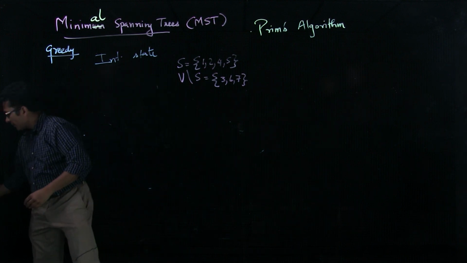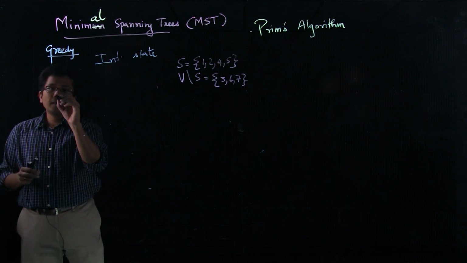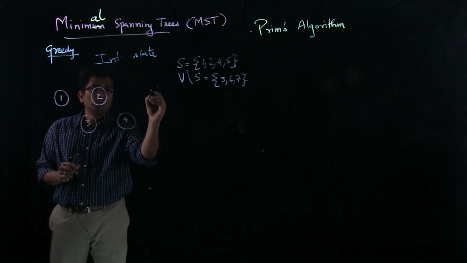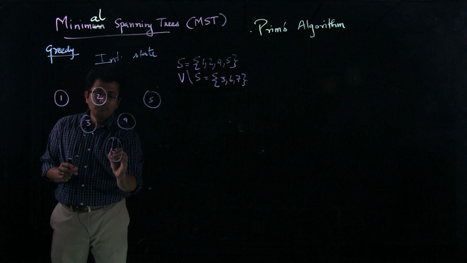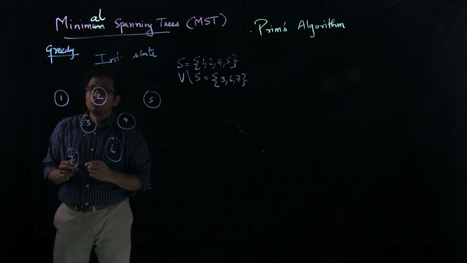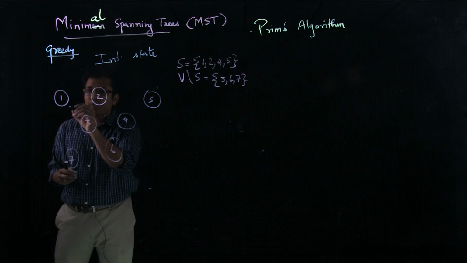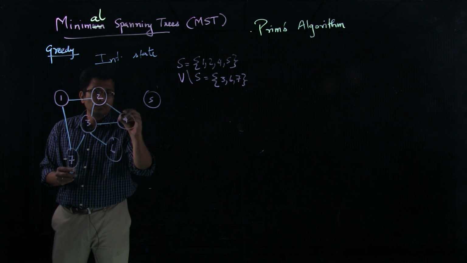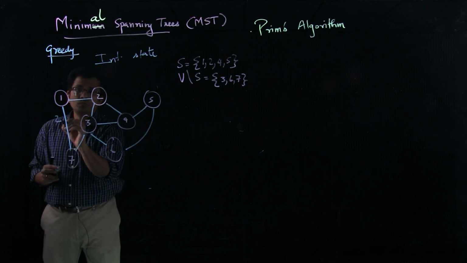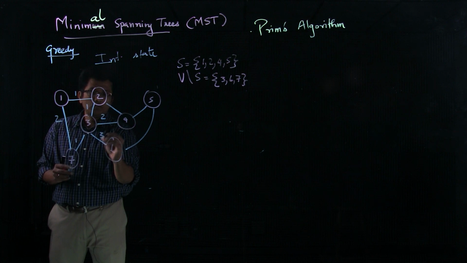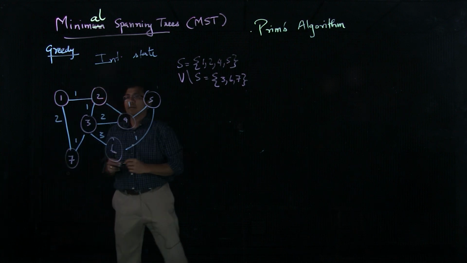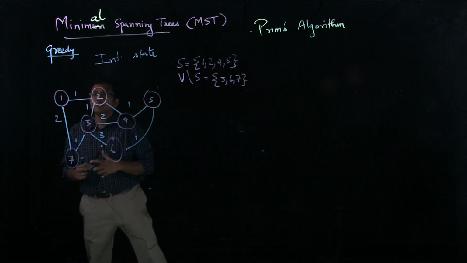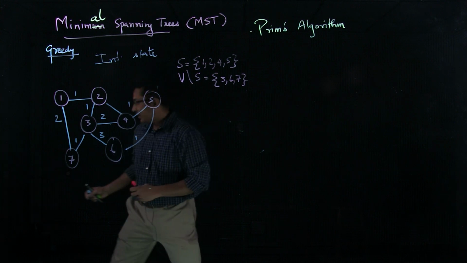So let's take an example. Let's take a 7-node graph, and let's add some edges to this graph. These are the edges that I'm adding to this graph, with edge weights shown already. So how does this algorithm work?